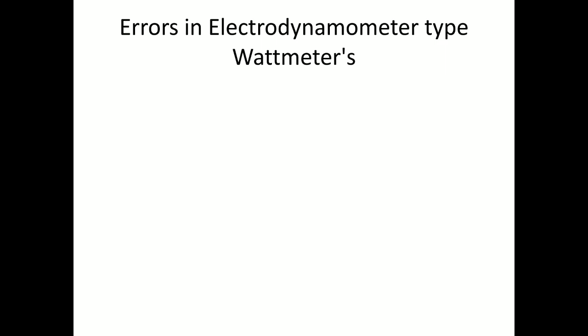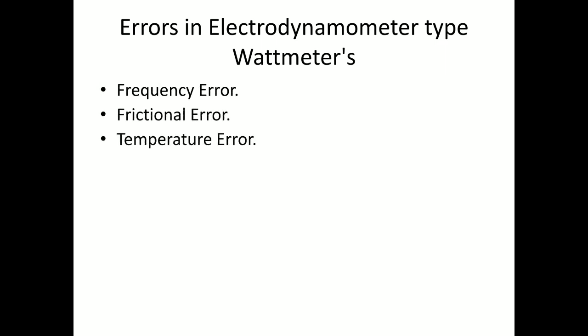And we know that electrodynamometer type instrument is nothing but what? Analog type instrument. So obviously those type of errors are always there in this type of instrument as well. The first error which occurs in wattmeter is frequency error, then frictional error, then temperature error, then stray magnetic field error. This type of error is also caused because of the presence of external magnetic field which is surrounding the instrument.